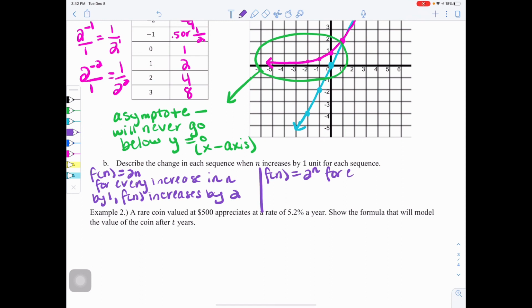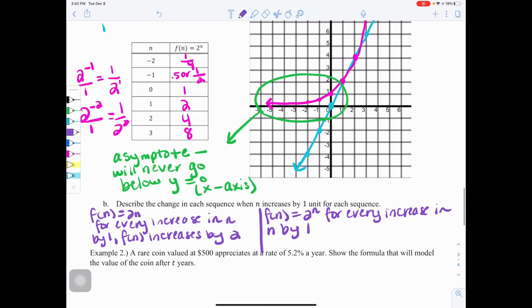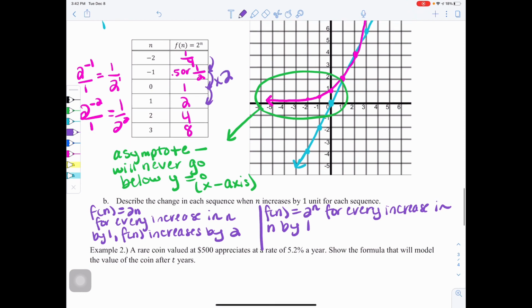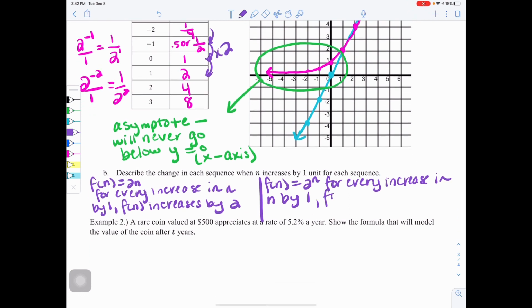here for every increase in n by 1, let's take a look up here. We don't have that constant adding. Now we're multiplying. Every single time we move down the table here, we are multiplying by 2. So we will say f of n increases by a factor of 2 because we are doing the multiplying pattern.